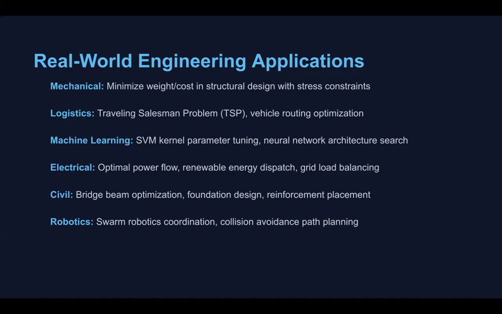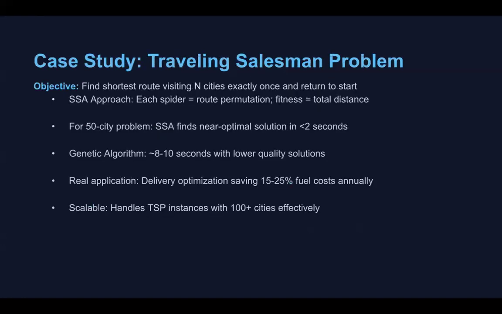Here's a case study in the traveling salesman problem. In the traveling salesman problem, each spider represents a full route and fitness is the total distance. Because strong solutions send stronger vibrations, the swarm quickly gravitates towards the good routes. For a 50-city TSP, SSA reaches a near optimal solution in under 2 seconds, while GA usually takes 8 to 10 seconds and produces weaker results. This gives real world benefits like 15 to 25% fuel savings in network delivery.